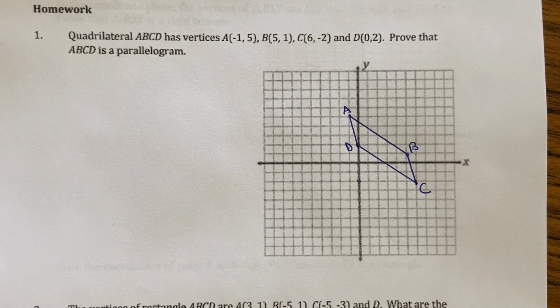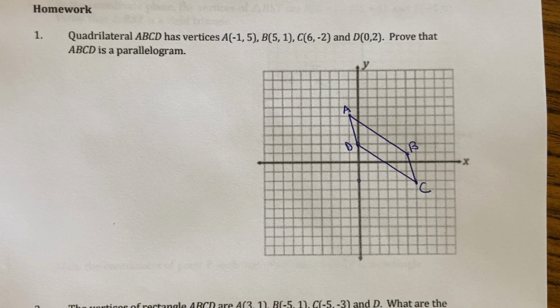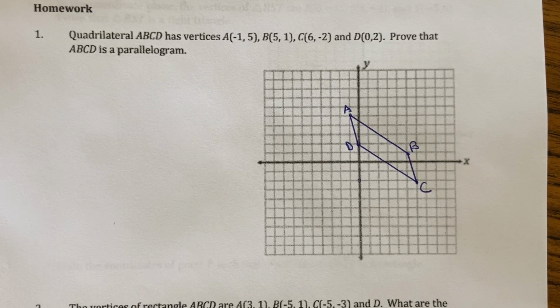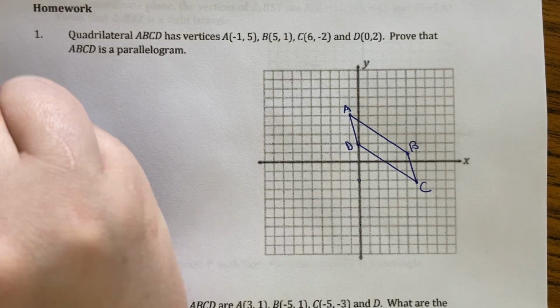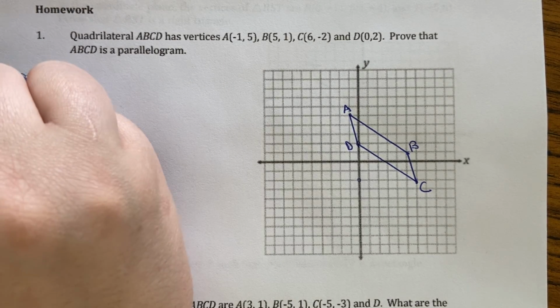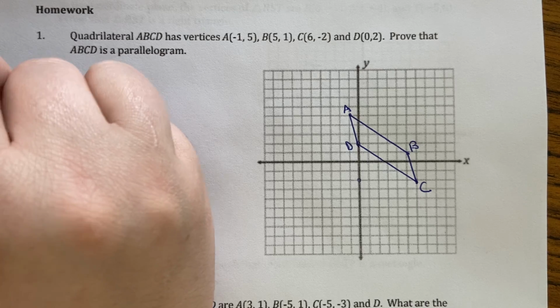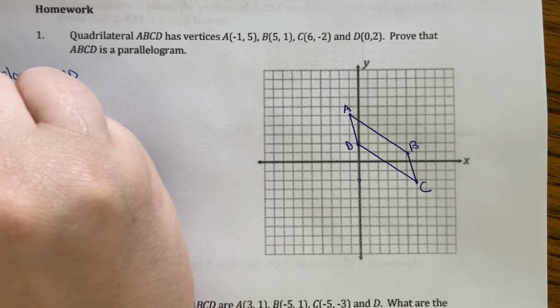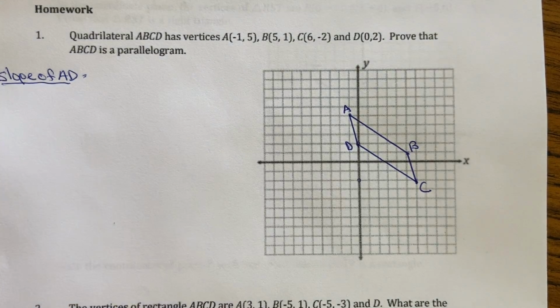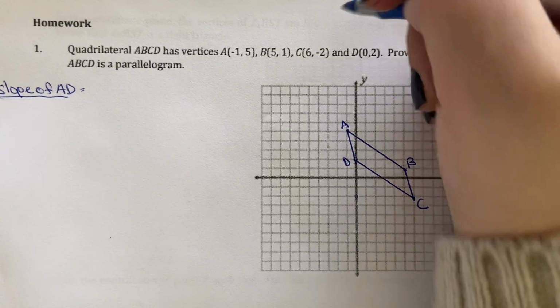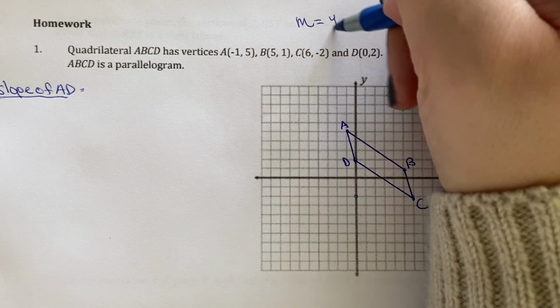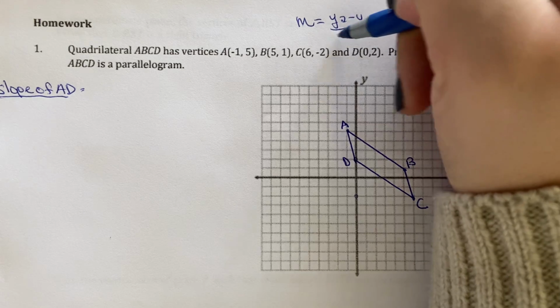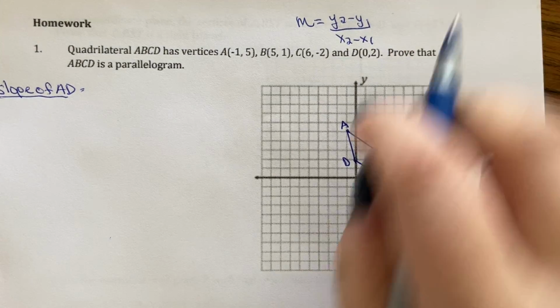So just like what we did in our notes, we're going to find the slope of all four sides. And if opposite sides have equal slopes, then we know that they are parallel, and then therefore it's a parallelogram. Okay, so let's just get right to it. So I'm going to say the slope of AD is equal to, now if you guys forgot the slope formula, it's m is equal to y2 minus y1 all over x2 minus x1.